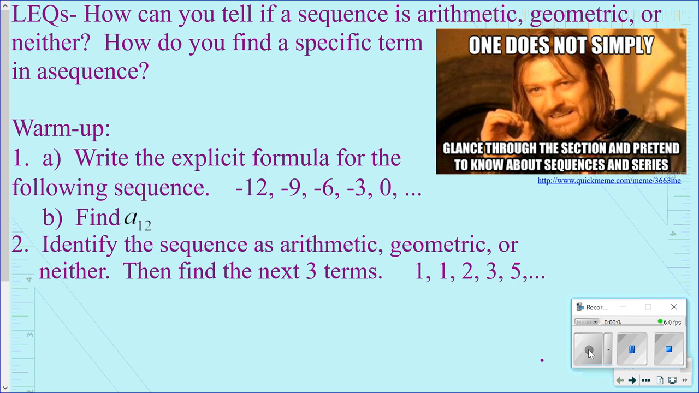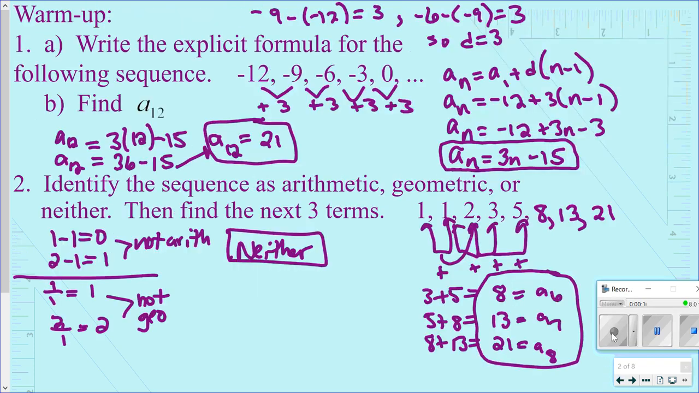I'd like you to take a moment, pause this video, and try the warm-up, each of the problems in the warm-up, and then play to check your answers after you're finished. All right, take a moment to check your answers for each one of these.